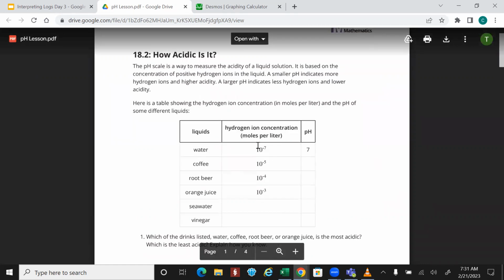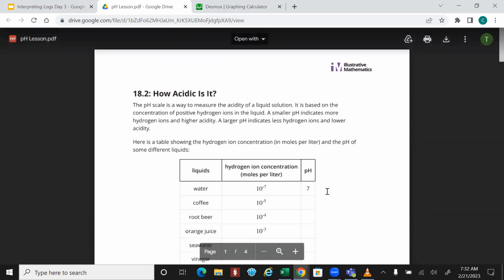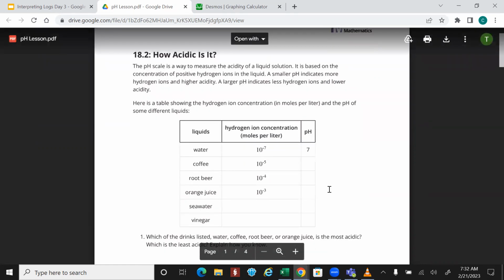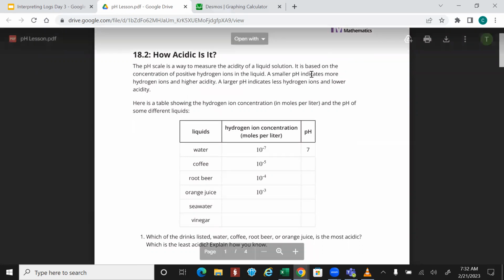All right. So on your paper, I want you to draw this little chart. I want you to write down the liquids, hydrogen ion concentration, and then the pH. Here's a table showing the hydrogen ion concentration in moles per liter and the pH of some different liquids. Go ahead and write these down, and then we're going to answer a couple of questions. This won't take super long.